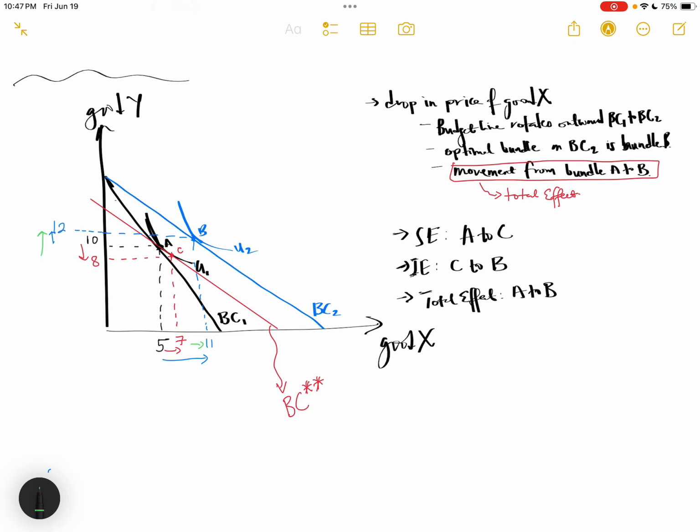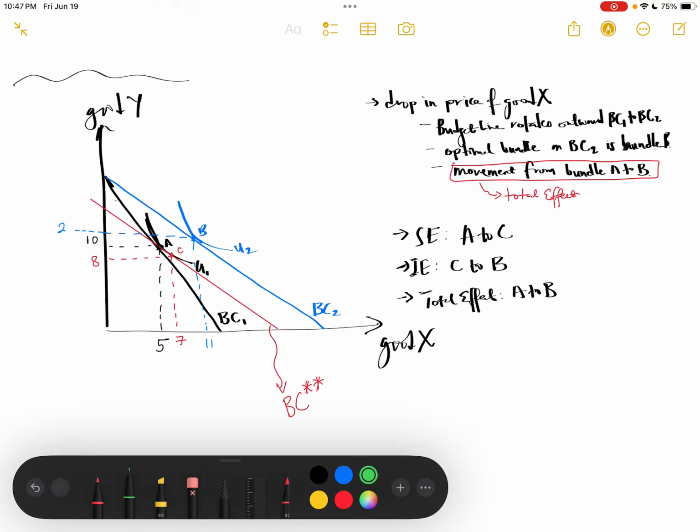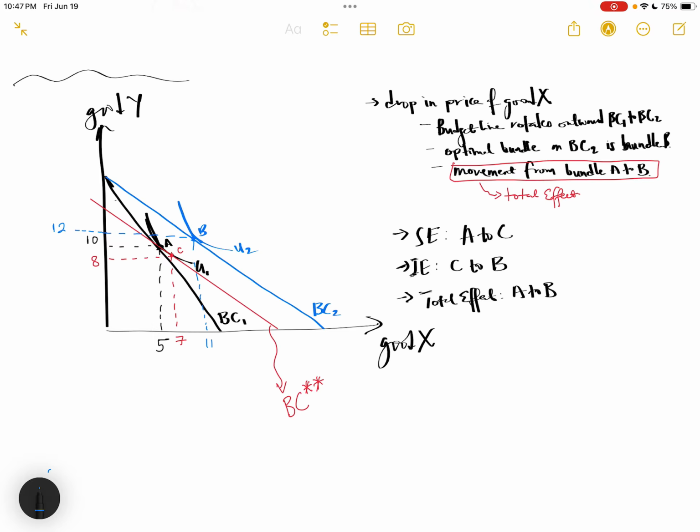Okay, so let me get rid of all of this, and we'll do it again together. Oh yeah, we have nothing but time, right? So we'll be fine. Okay, so total effect A to B, right? Good Y, good X.